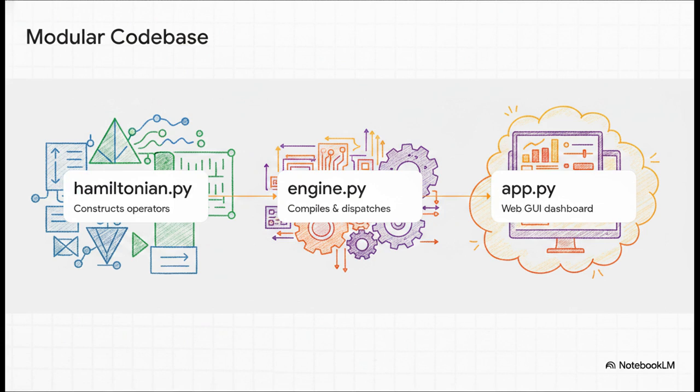First, Hamiltonian.py constructs those mathematical matrices we just talked about. Second, Engine.py compiles and dispatches the state evolution. And third, App.py wraps the whole thing in a Streamlit web GUI dashboard. It's logical, it's elegant, and it genuinely makes some highly complex quantum mechanics surprisingly accessible.